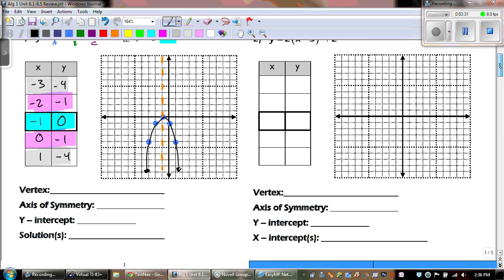It says, what is the vertex? Well, the vertex, that's the negative 1, 0 point. Our axis of symmetry is an equation, x equals negative 1. Our y-intercept, where it crosses the y-axis, is right there. That is the point 0, negative 1. And then our solutions, remember that the solution is where it crosses the x-axis. This time it only crosses at one spot, and we say that it crosses at x equals negative 1. It's not asking for the intercepts like it is in problem number 2. Intercepts are points. Solutions, you're just telling me what x is. Okay?